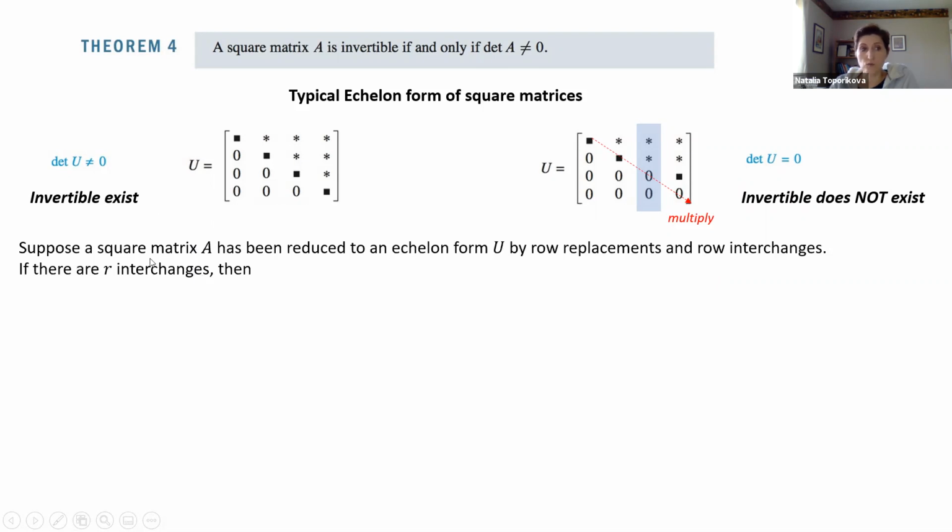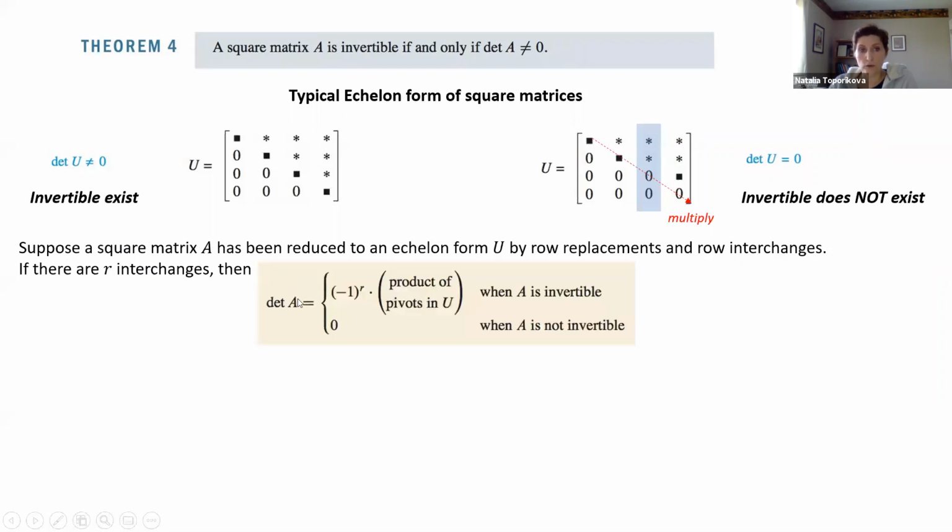Let's assume that we have a square matrix A and we reduce it to echelon form just by usual row replacements and row interchanges. Because we know that with a row interchange we have to change the sign of the determinant, let's keep track of them and count how many there are. Let's call the number of these interchanges r. Then we can write down the formula for our determinant, which consists of two major cases. And again, as usual, the curly bracket tells us that there are two major cases in our definition.